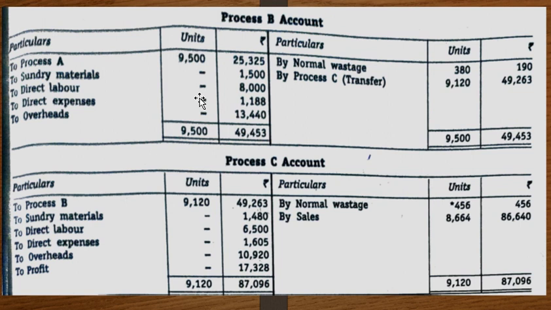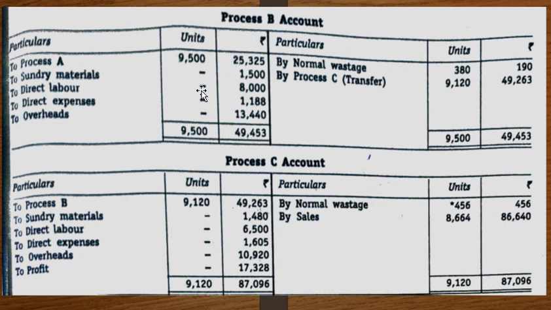So how much is your direct labor? 8,000. So 8,000 into 168 percentage will give you 13,440. So your total expenses, or total input column, is so much.